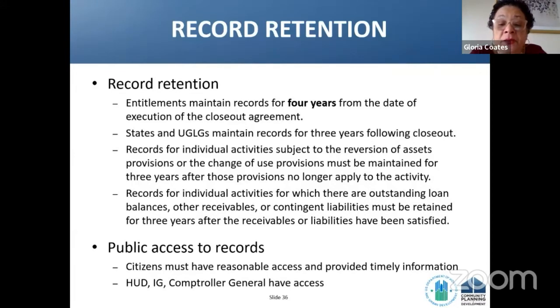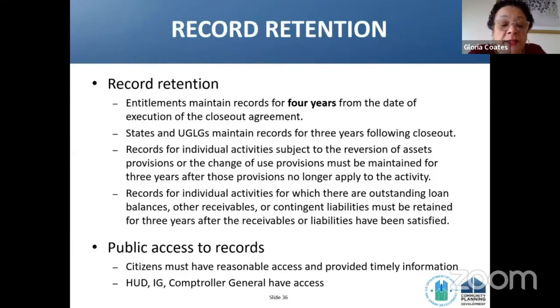Anything that can't be closed out because there are outstanding loan balances or contingent liabilities, until those things are satisfied, the records have to be retained. And then once they're satisfied, they have to be maintained for a minimum of 3 years. Now, I know that sounds like a lot of paper and a lot of space, but it's better to have the documentation on hand than not.